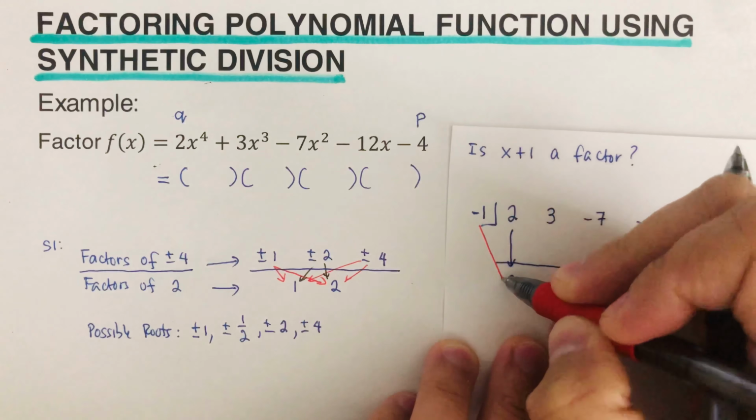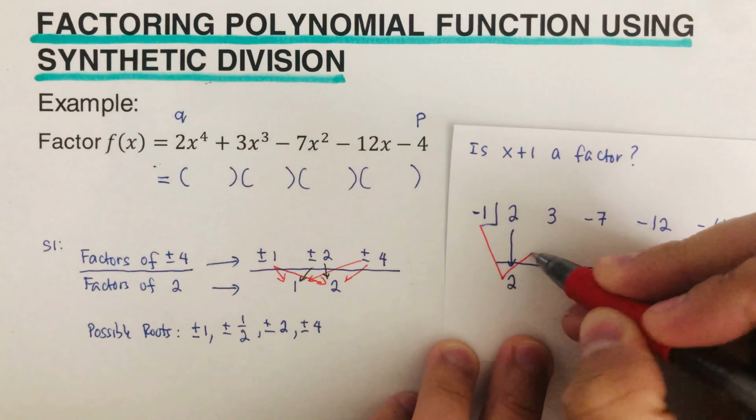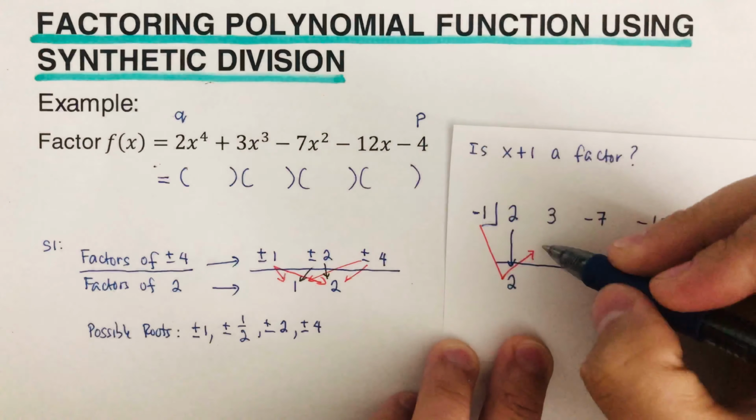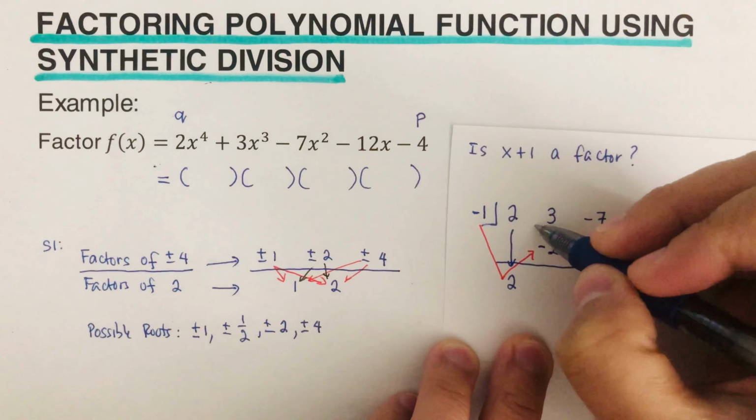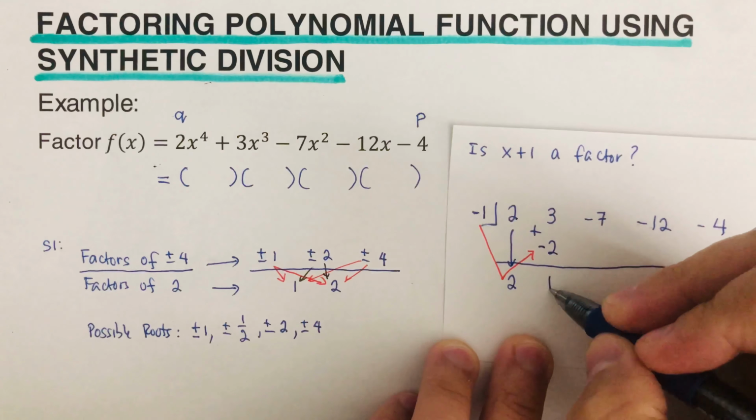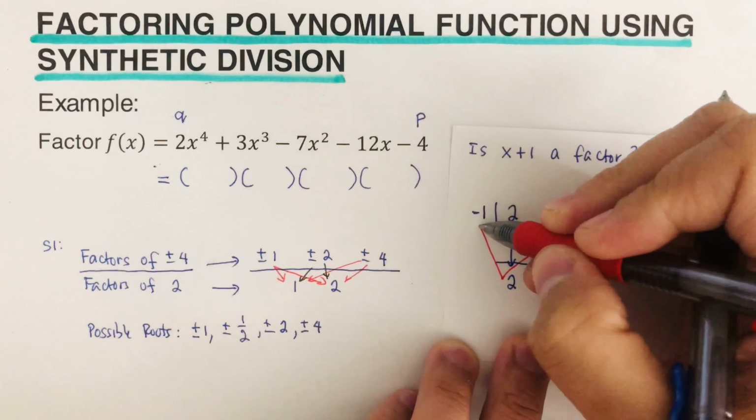-1 times 2 is a -2. Then I'm going to write that up here. So this is a -2, and we add these two together. So this would come out 1. And we repeat the process.